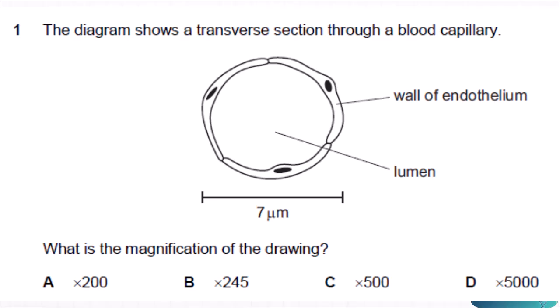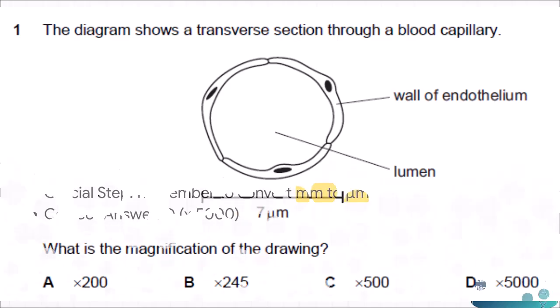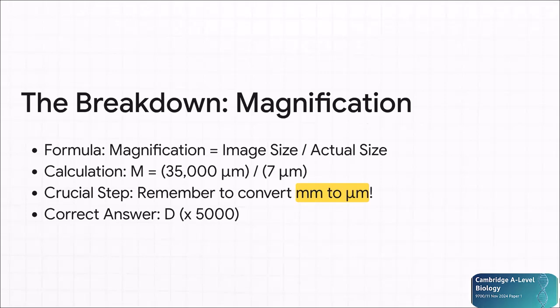Now listen up, because this is where the exam loves to set a trap. The formula is easy. Magnification equals image size divided by actual size. But here's the golden rule you absolutely can't forget. Make sure your units are the same. Our image is 35 millimeters, but the actual size is in micrometers. So what do we do? We convert. We multiply 35 by 1,000 to get it into micrometers. That gives us 35,000 micrometers. Now we can divide. 35,000 divided by 7, and boom, that's 5,000. See? That unit conversion is everything. It locks in D as our answer.